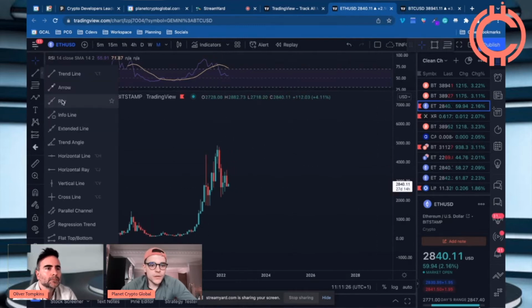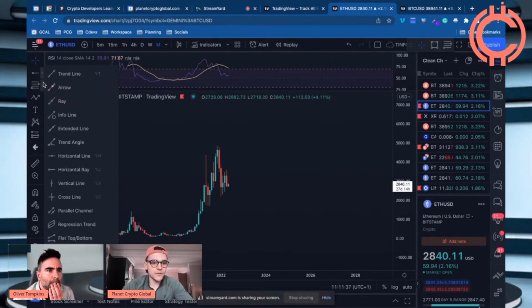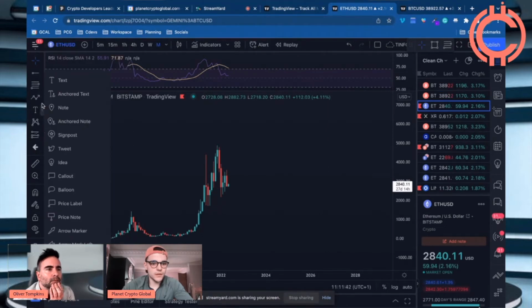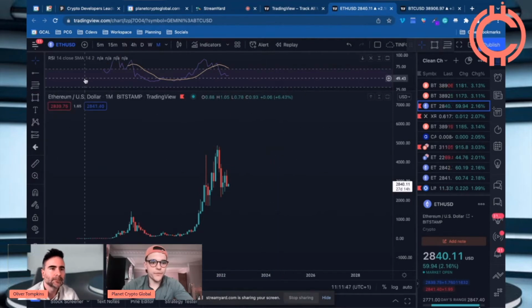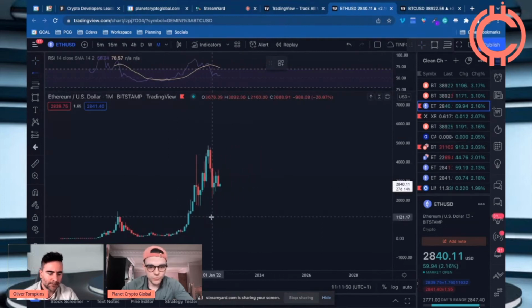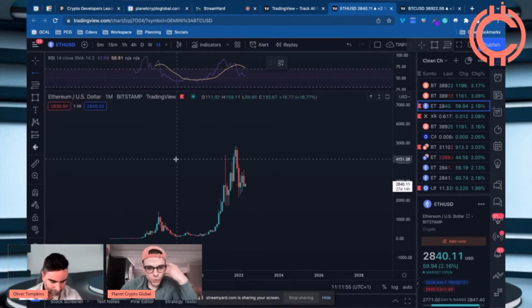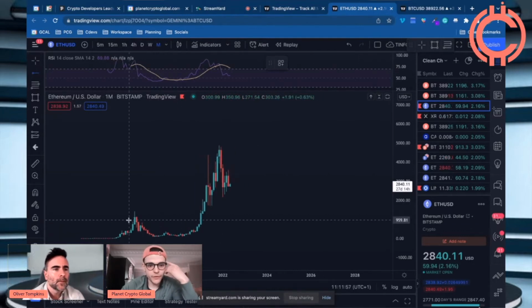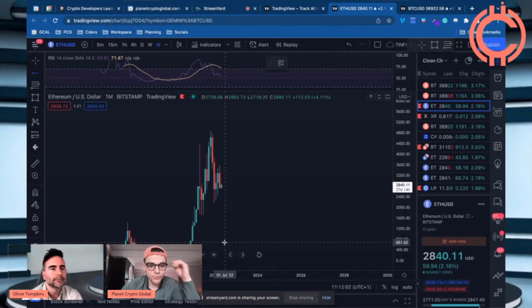I always recommend you do this however is best for you, but I prefer to use horizontal rays, like this. Other people like to use containers, for example rectangles, so we can create boxes like this, but I prefer to keep it clean with horizontal rays. Essentially, we're going to start on the monthly time frame and work out key areas where on the monthly time frame the price has reacted through support and resistance in previous times.